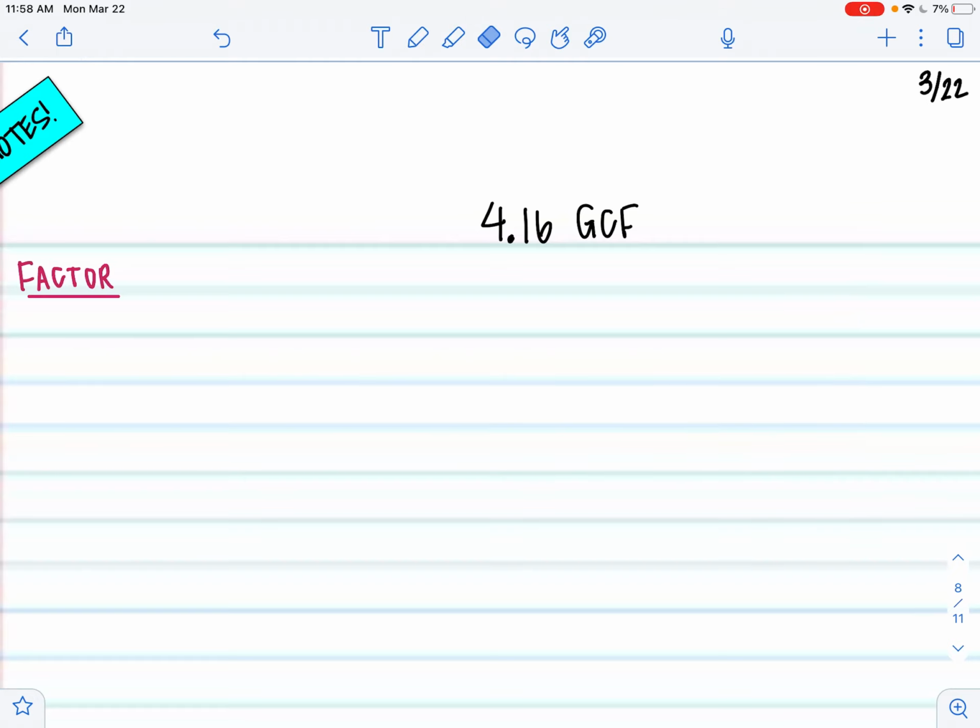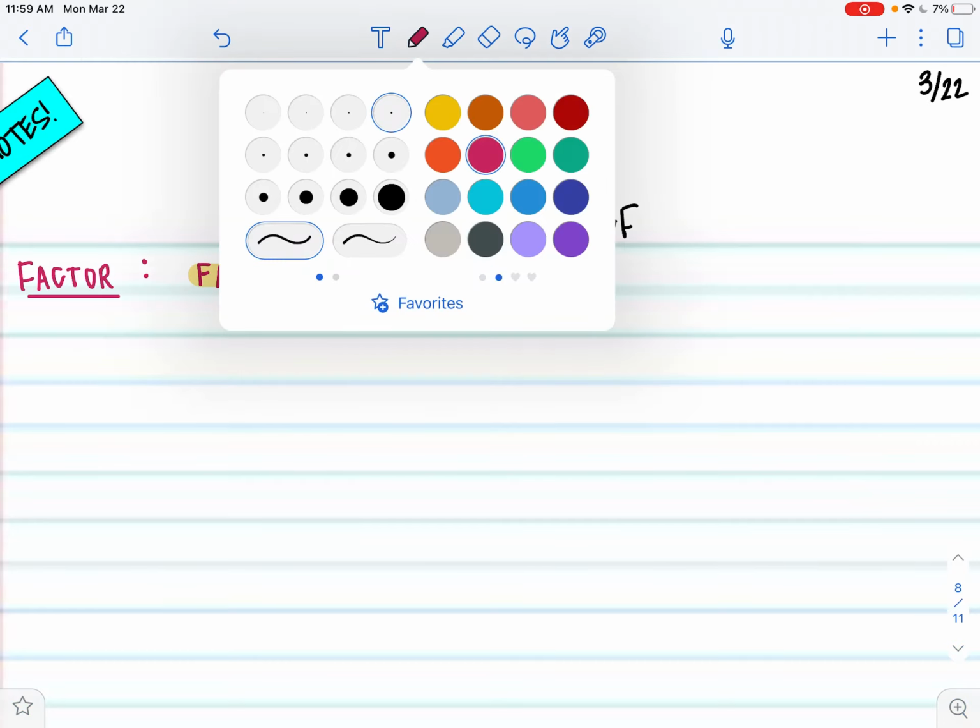So the first word that we defined in class today was the word factor. And you might be familiar with the word factor from when you learned multiplication. A factor is simply a whole number that you can multiply to produce a product. So factor times factor equals product. And of course, product is just the answer to a multiplication question. Now, when we think of factors, we're thinking about whole numbers.